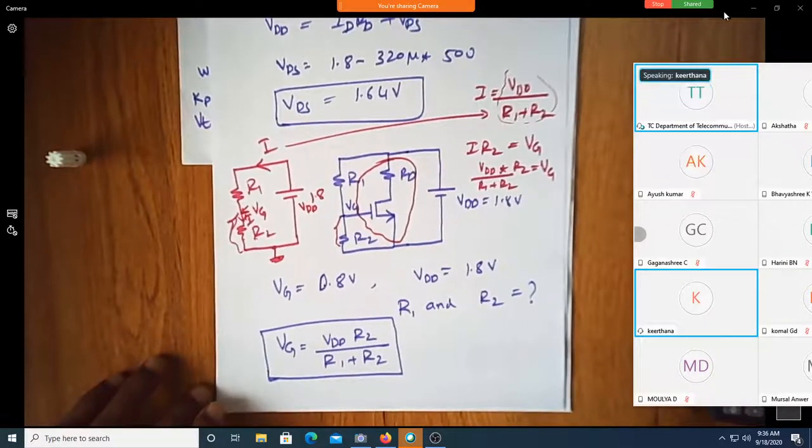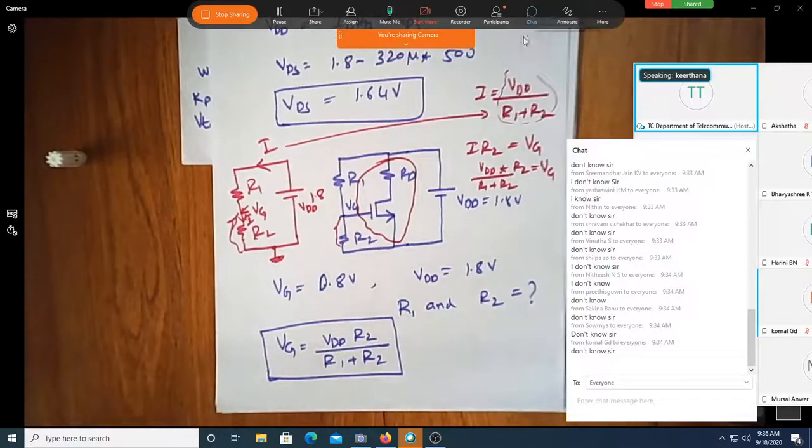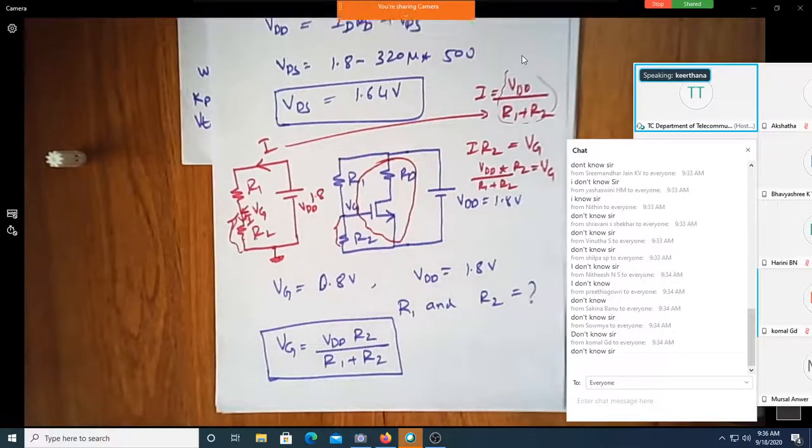Yes, sir. Now, others, again put in the chat box. Could you get it or not? Again, all of you put in the chat box. Is this fine?